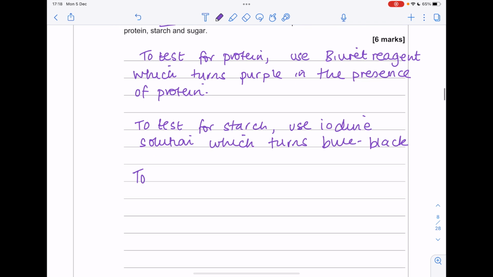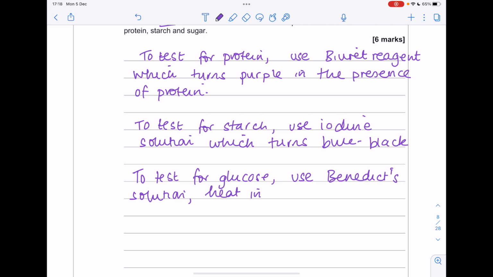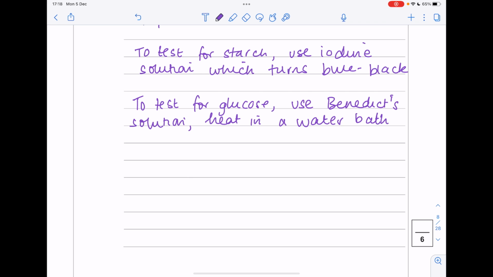And then lastly, to test for glucose, use Benedict's solution, heat in a water bath, and it should turn brick red. And by writing all these things, you'll make sure you get your 6 marks.